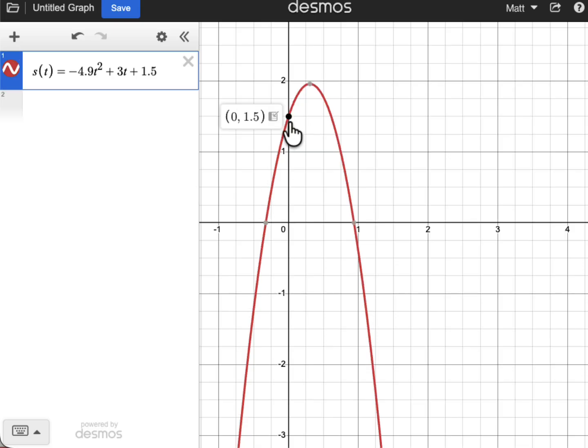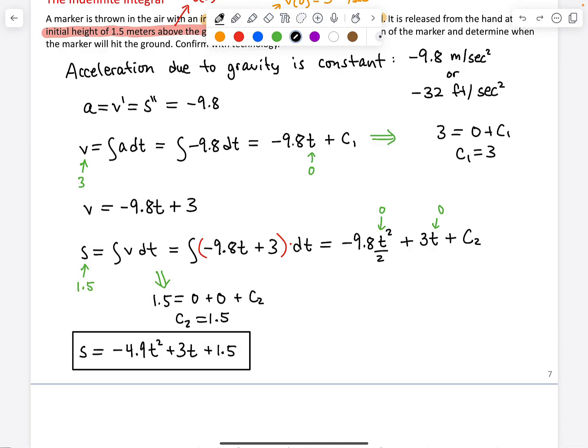You can see that initially we were at a height of 1.5. The maximum height will occur at the vertex, and the object will hit the ground again at this point. Now the question did not ask us for the vertex, but the vertex will occur at some t value when the velocity is 0, because that's the turnaround point of the marker. So if you take the velocity equation, change v to 0, and solve for t, you will find the time at which the object is at max height. And then you take that time and plug it into the position function, and you'll get the object's height at that time. But we were asked to find the time when the object hits the ground again.